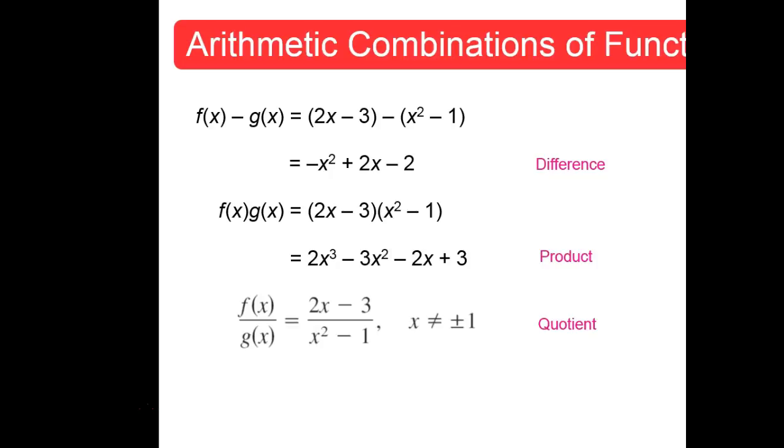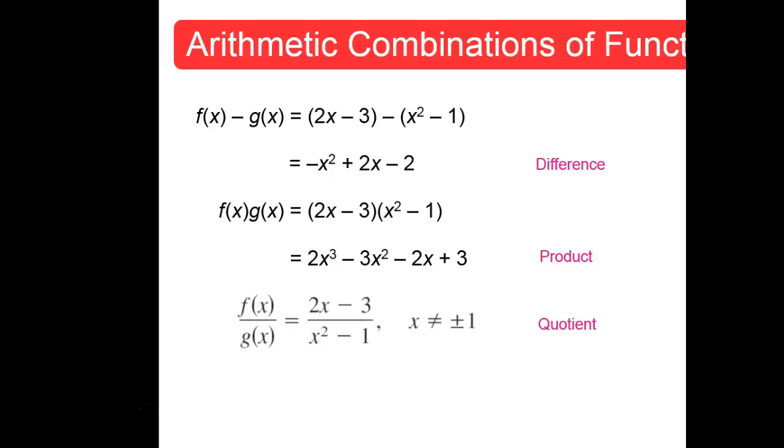Two x squared, you have x cubed. Now I'm going to misspell it because I like to do the squares next. Minus 3x squared, minus 2x, plus 3. Just multiply them like we've always multiplied functions.